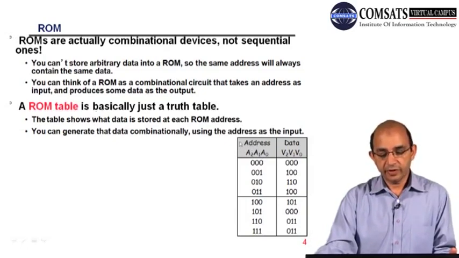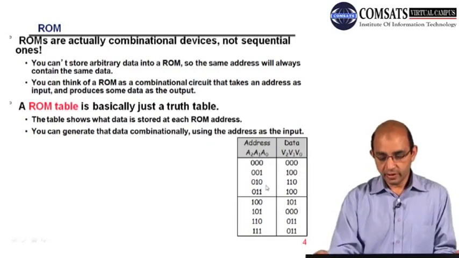So here we have the address, and this is the data. You can call it or name it a truth table. This is a table that shows what data is stored at each ROM address. So at 000 we have 000, and at this address we have this data.